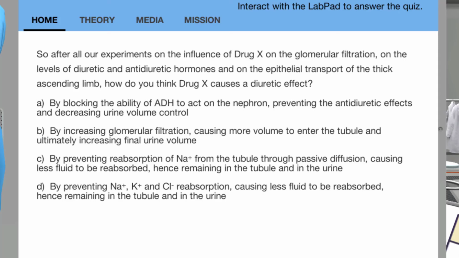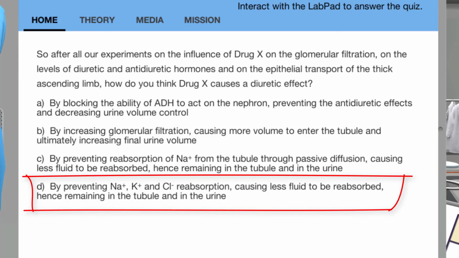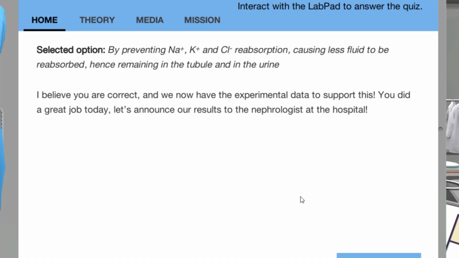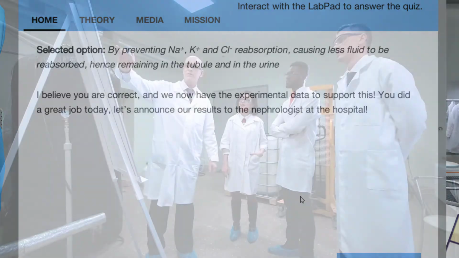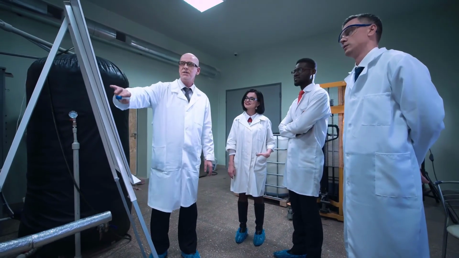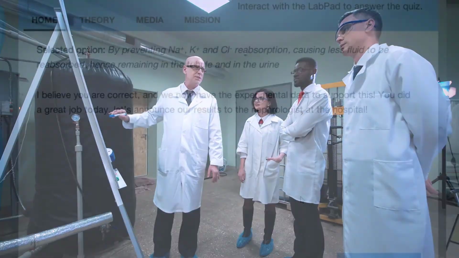So after all our experiments on the influence of drug X on the glomerular filtration, on the levels of diuretic and antidiuretic hormones and on the epithelial transport of the thick ascending limb, how do you think drug X causes a diuretic effect? I believe you are correct, and we now have the experimental data to support this. You did a great job today. Let's announce our results to the nephrologist at the hospital.